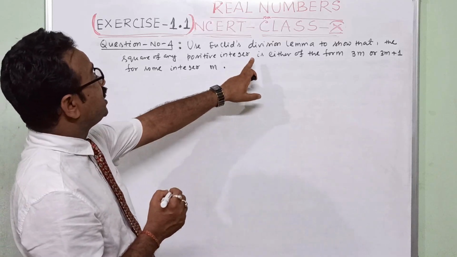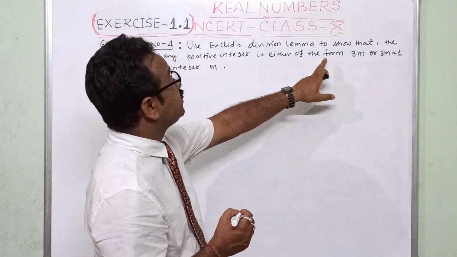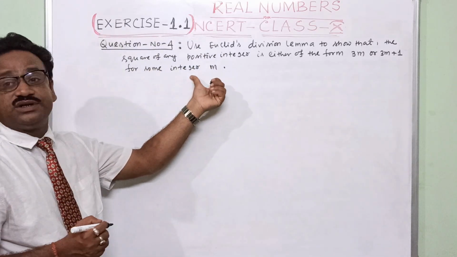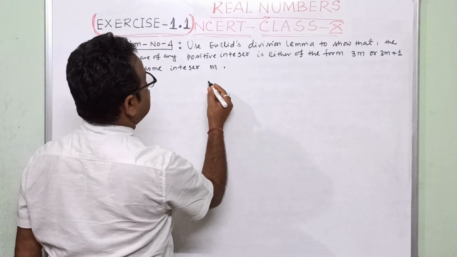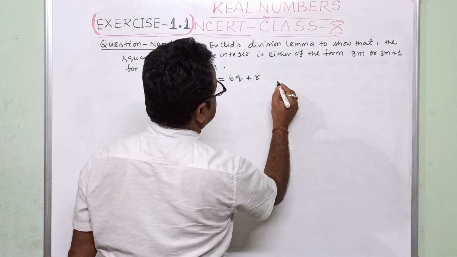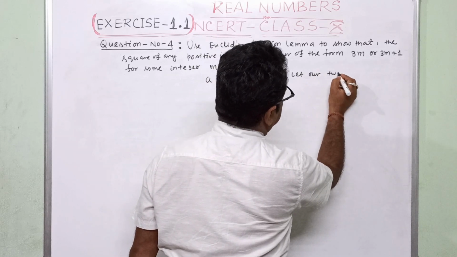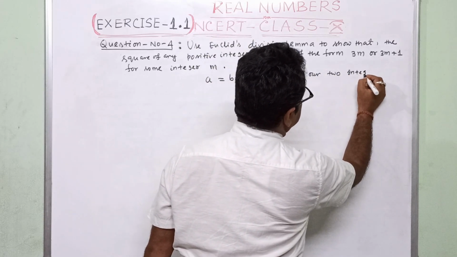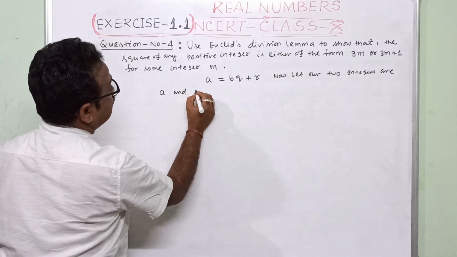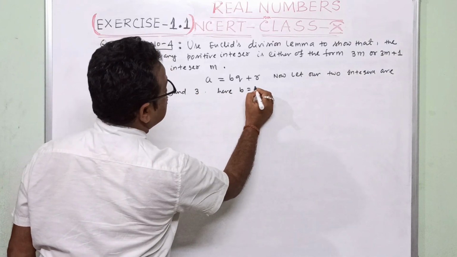Question number 4. Use Euclid's division lemma to show that the square of any positive integer is either of the form 3m or 3m plus 1 for some integer m. Now we know Euclid's division lemma: a is equal to bq plus r. So now let our two integers be a and 3. So here b is equal to 3.